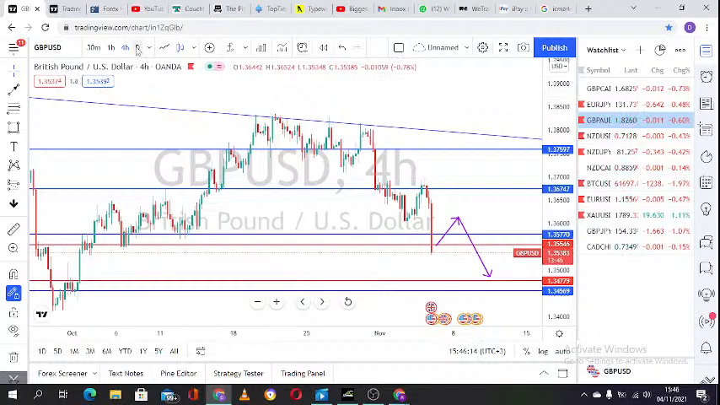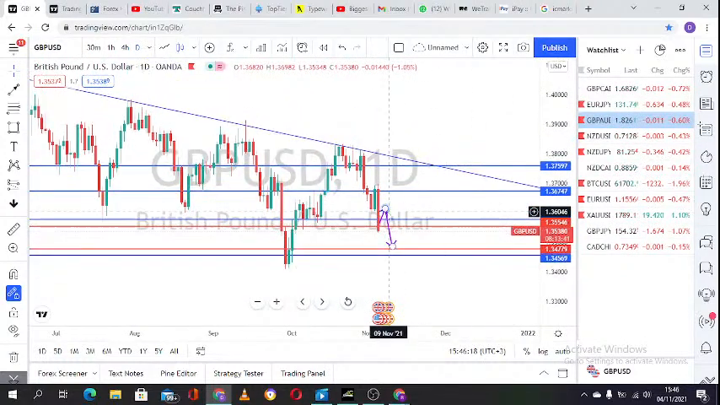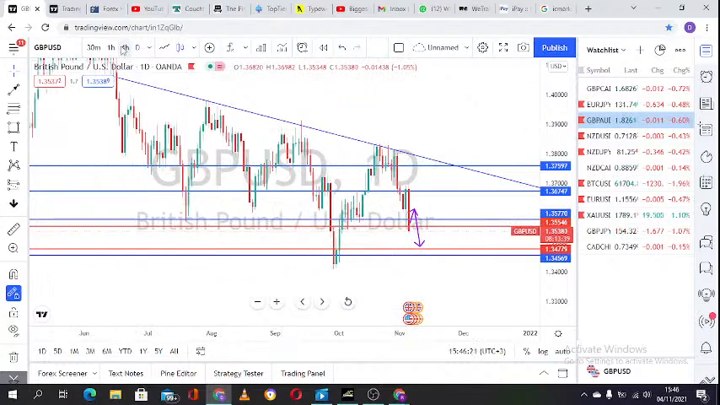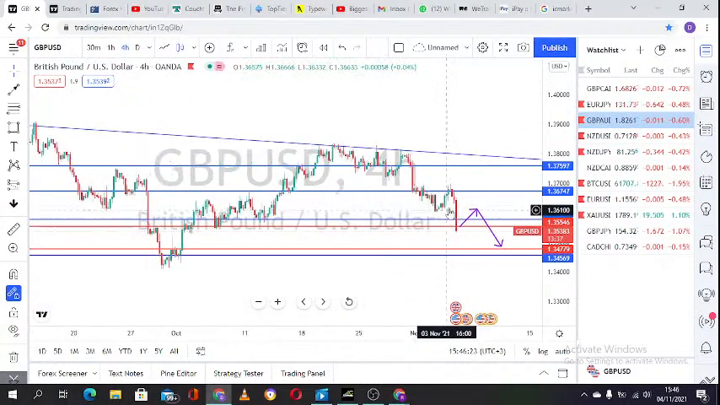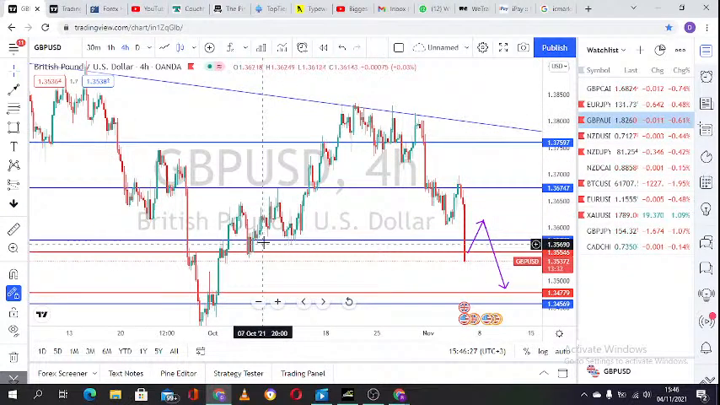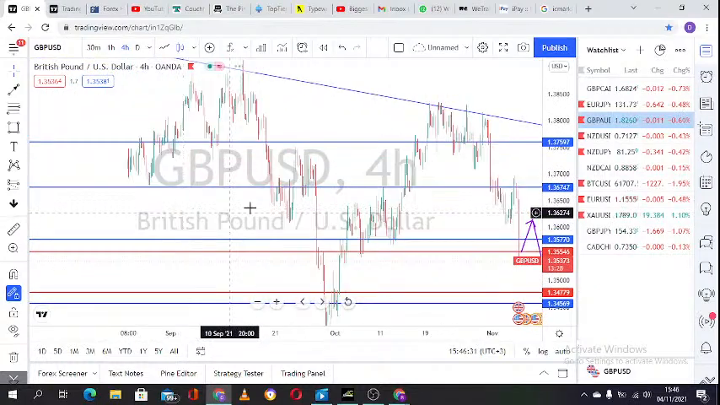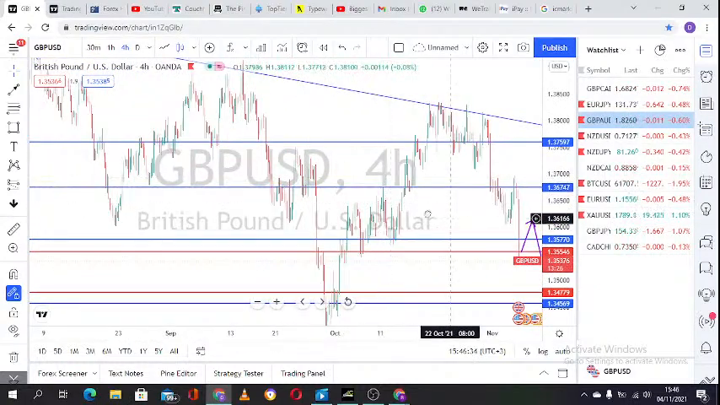Someone is just telling me there's strong support on GU with multiple touches, more than 3 touches. One on which time frame? H4 or daily? Since we're seeing the first touch, second touch. Just type it. Which time frame?